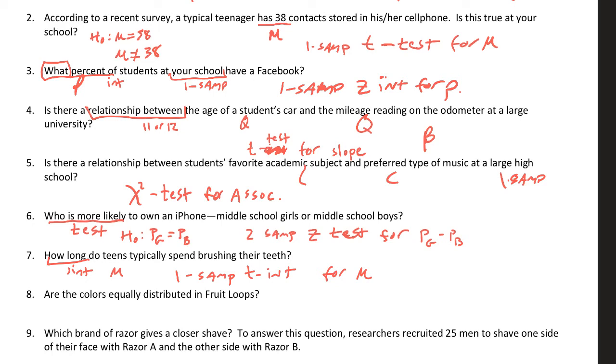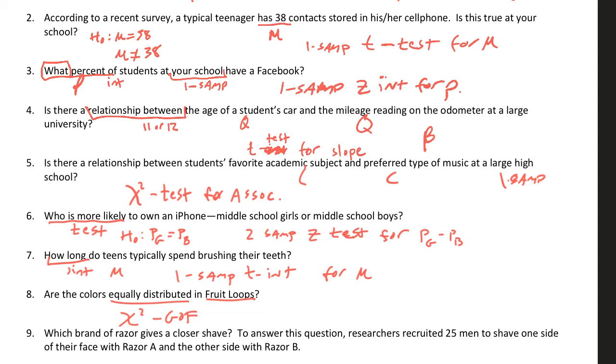Are colors equally distributed in Fruit Loops? Equally distributed, so this is chi-square, but this is chi-square GOF, because I'm just going to compare them to an equal distribution. I'm taking one way. Here's the colors I found. Huzzah. Okay.